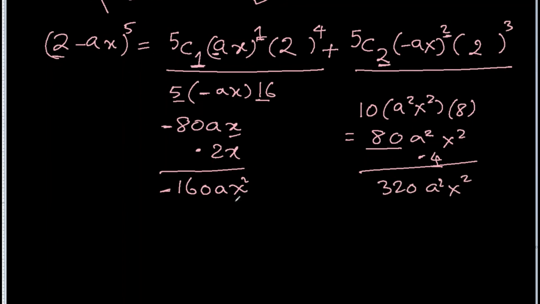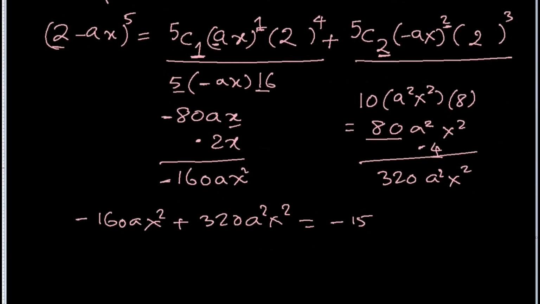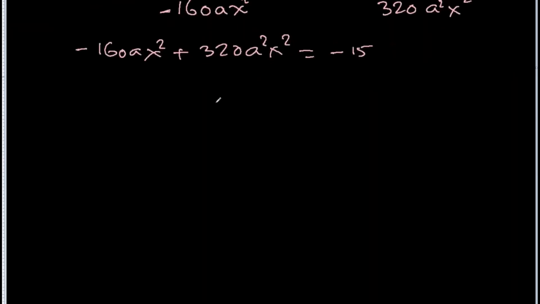And their sum, they are the only x squares in the expansion of the two brackets. Minus 160 a x square plus 320 a square x square will be equal to minus 15, as they have given that the coefficient of x square is minus 15 in the question. So minus 15 x square. So since all of them have x square, we can ignore x square.